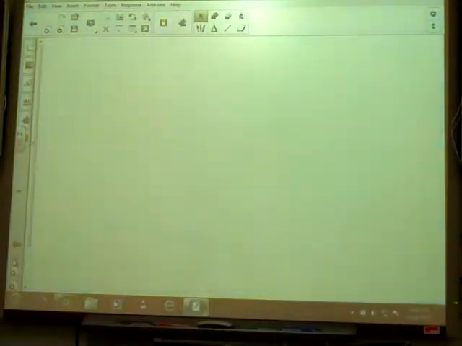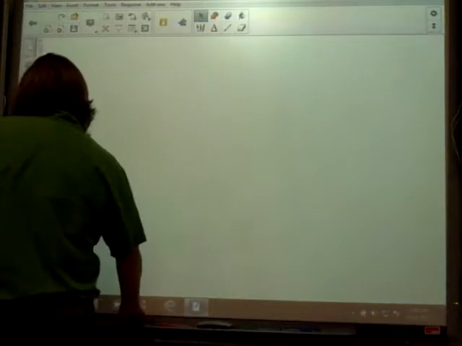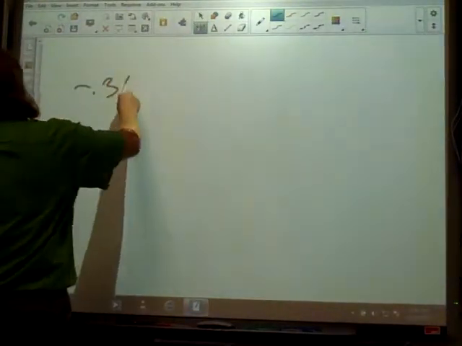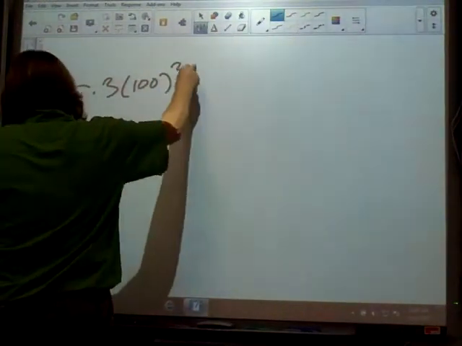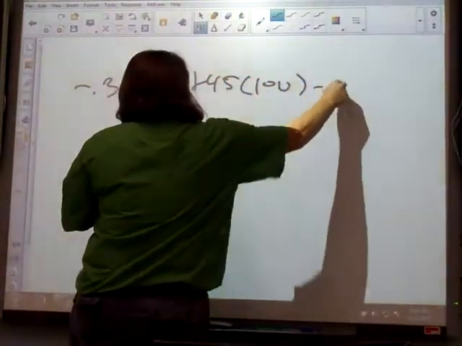Alright, so 18. A company that produces video games has hired you to set the sale price. Gives you an equation there. It says P is the profit in dollars and X is games sold. What will the profit be if it sells 100 games? So you're just plugging 100 in for the X's on that. So you've got negative 0.3 times 100 squared plus 45 times 100 minus 1,000.